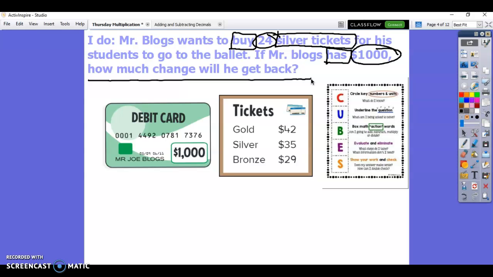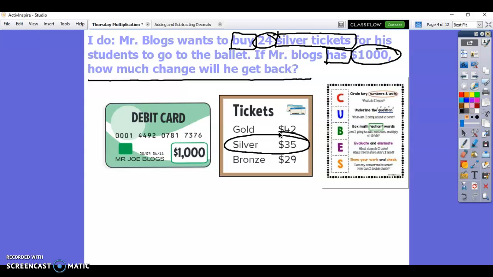So we have the tickets. We need to find our silver ticket. So one ticket costs $35. He wants to buy 24. But the question asked is how much change is he going to get back? So this sounds like it's going to be a multi-step problem.